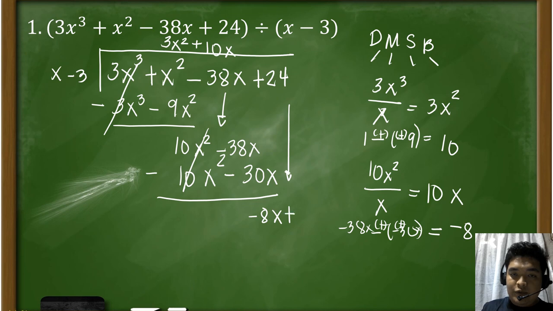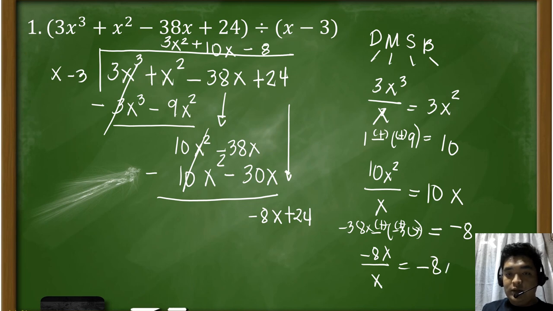Bring down the plus 24. So negative 8x divided by x, that is negative 8. Again, negative 8x divided by x is negative 8, since 1 minus 1 is x to the power of 0, and x to the power of 0 is just 1. Then multiply: negative 8 times x is negative 8x, and negative 8 times negative 3 is positive 24.